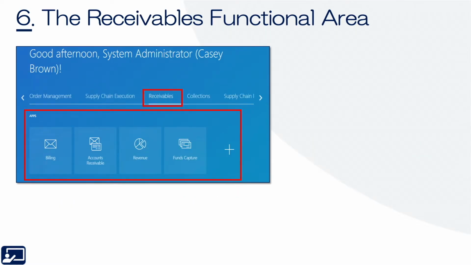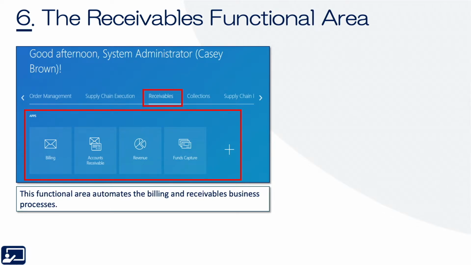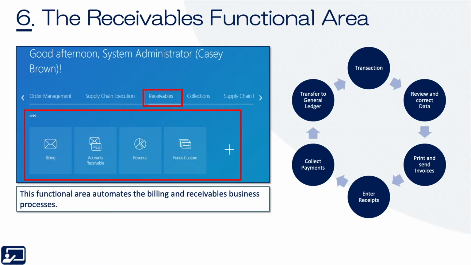Sixth topic, the receivables functional area. The area on the left shows the different applications in this functional area. This functional area automates the billing and receivables business processes. The image on the right shows the receivables lifecycle flow. Again, to learn more about this functional area, watch the free Introduction to Receivables course under the Discover menu.